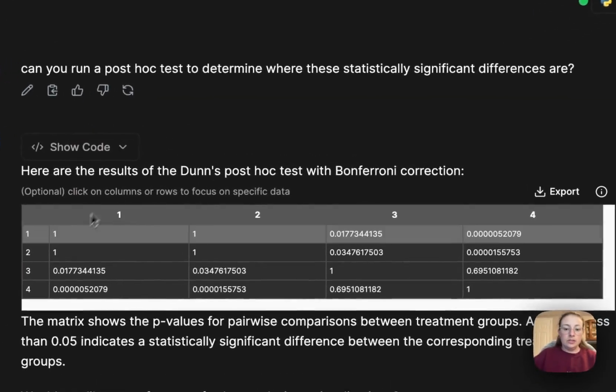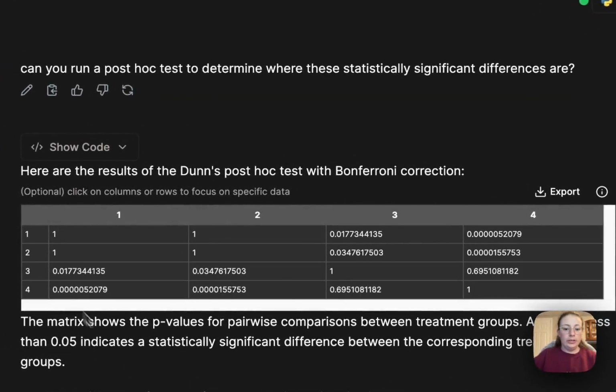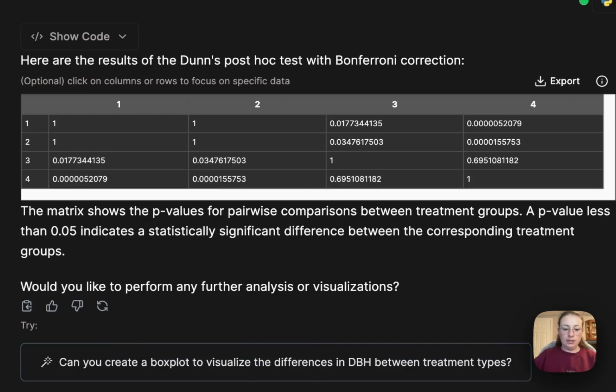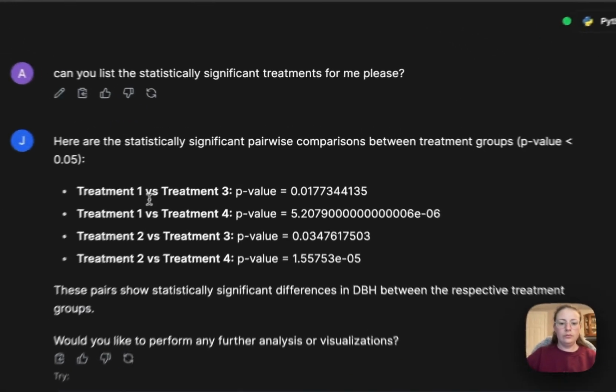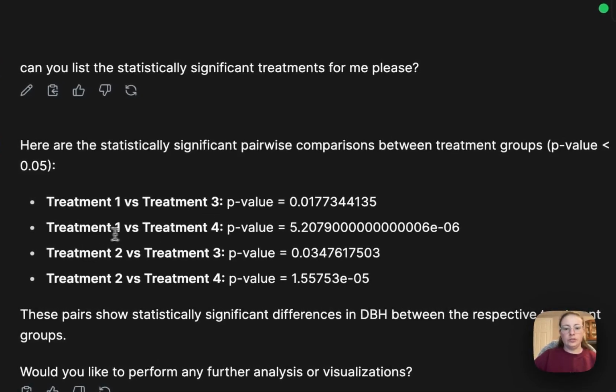So it gave us this nice output here, but just for the sake of making it easier for me to read, I'm going to ask it to list the statistically significant pairs. So we got treatment one versus treatment three, treatment one versus treatment four, and then treatment two versus treatment three, and treatment two versus treatment four.